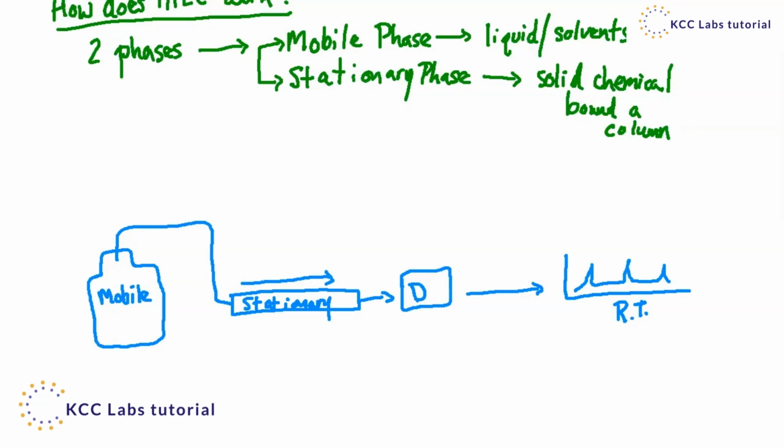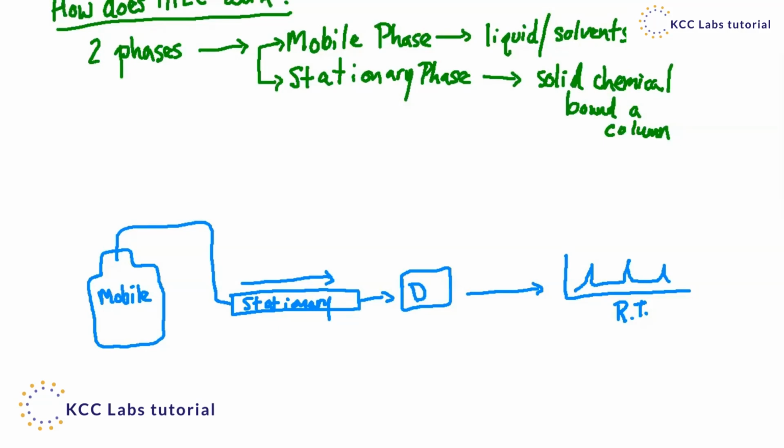And then the stationary phase: the columns are packed with different materials, usually some sort of organic materials, often applied to a silica bed, and those will bind to the compounds that are being separated and spread them out as the mobile phase is going through doing its thing.